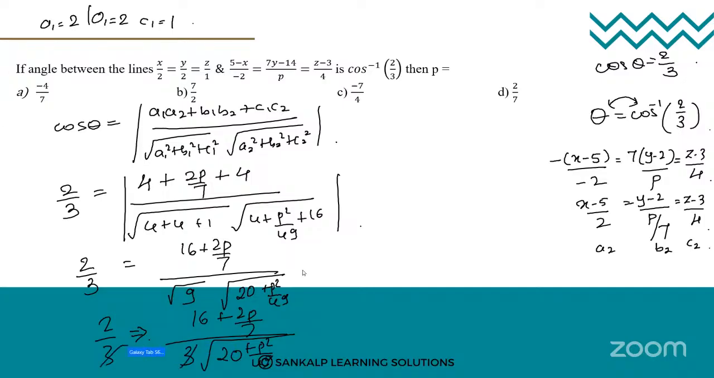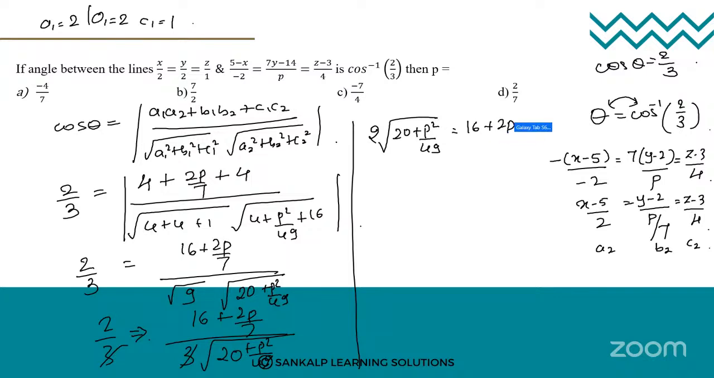Okay, I hope now it is stable. Yes. So I have solved here. I guess it is visible. Here root 9 is 3. Okay? So 3 and 3 cancel. You can cross multiply here. If you cross multiply, what will I get? This is p square by 49 equals 16 plus 2p by 7. Okay. You can square on both sides.